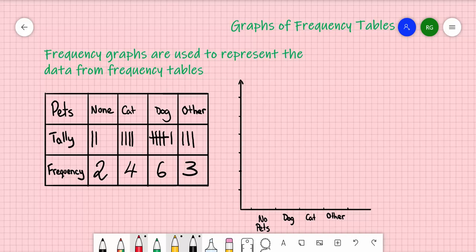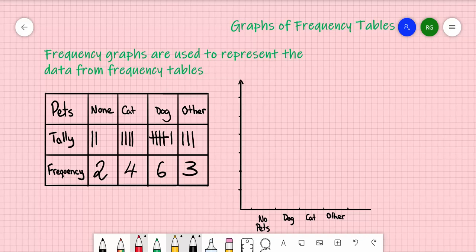In this lesson, we're going to be looking at graphs of frequency tables. So what this means is a frequency table from our previous lesson is now going to have its data converted into a graph. If you watched my last video, you'll see that I'm using the same table, the tally, and the frequency of the imaginary survey I did of a classroom.